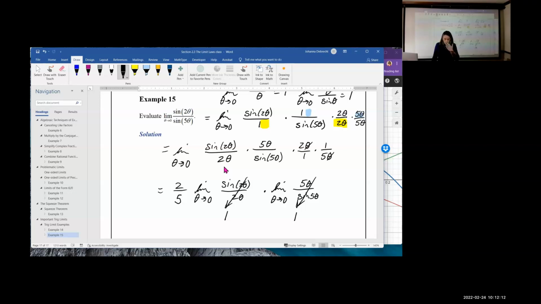Are there any questions about how to pull these apart and to multiply by fractions in the form of 1 to get what you need? I have two questions. So the first one, the answer will be 2/5, right? The answer will be 2/5.